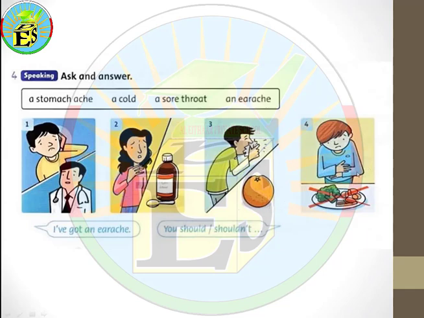Picture number 4. The boy here is putting his hand on his stomach, and there is a big cross over the plate. What's the matter with him? He has got a stomachache. Then, he should or shouldn't eat food? The correct answer is he shouldn't eat food.